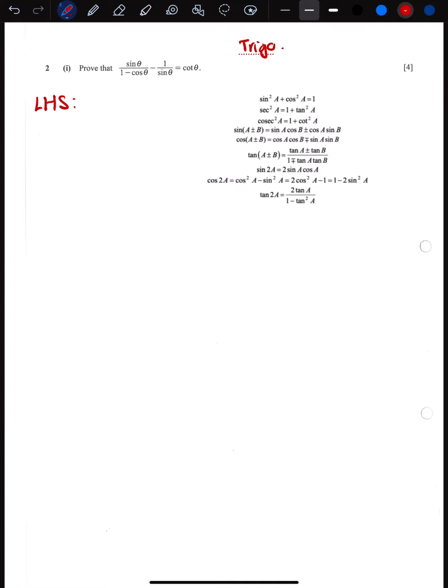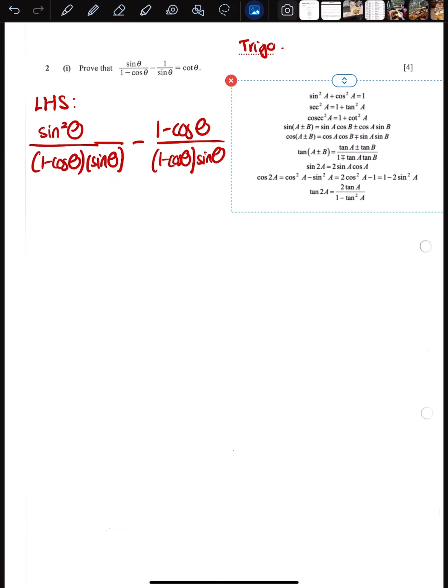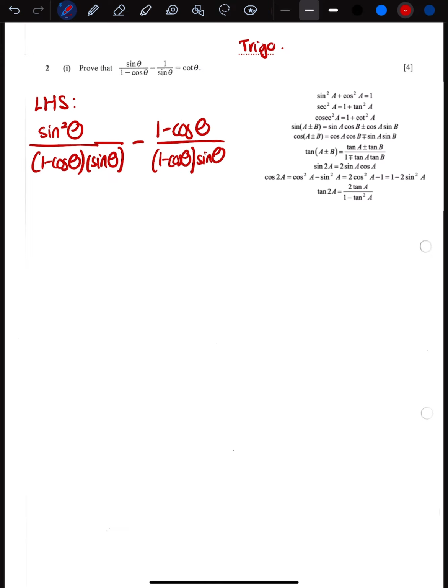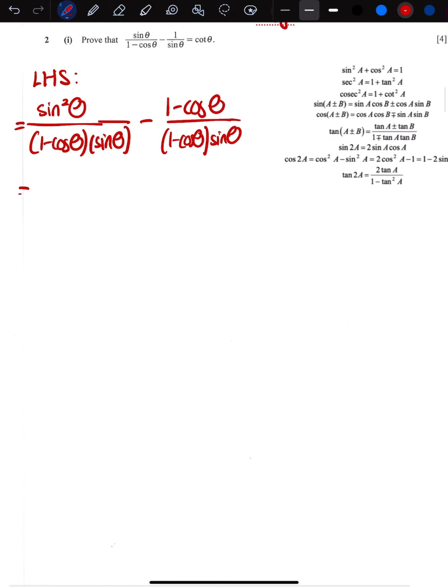All we're going to do is just make our denominators the same because we want to combine the fraction together, right? So I'm just going to multiply sine theta on my numerator and my denominator. And for the other side, I'm going to multiply 1 minus cosine theta over 1 minus cosine theta sine theta, right? And you will realize that this part is just a bit of E-math. You're just making the denominators the same. Once you have made the denominators the same, we can then combine them together.